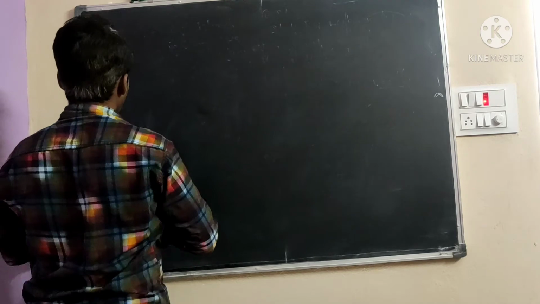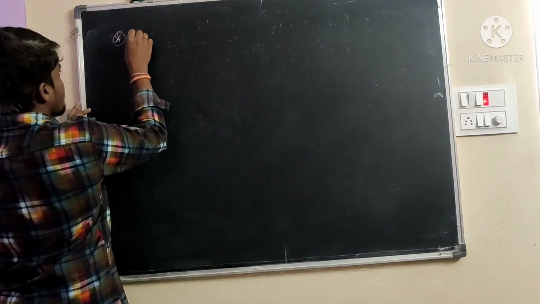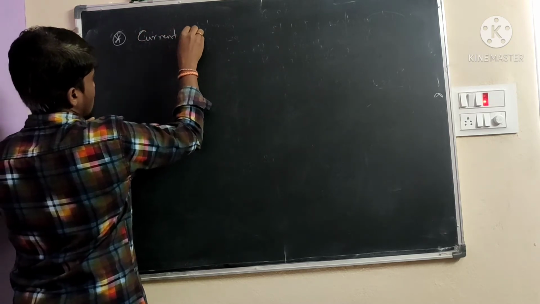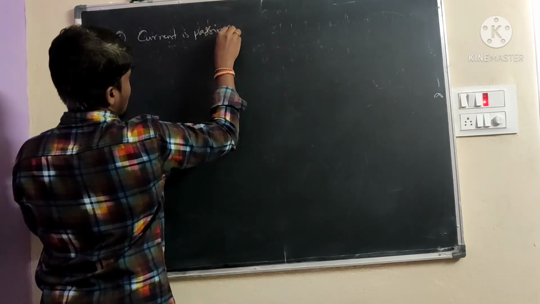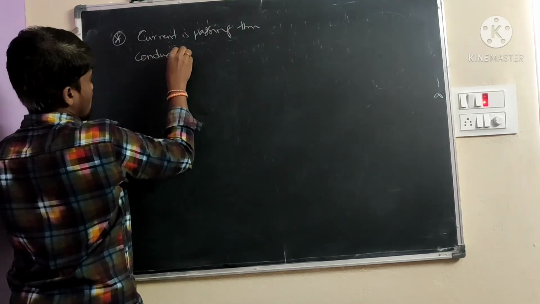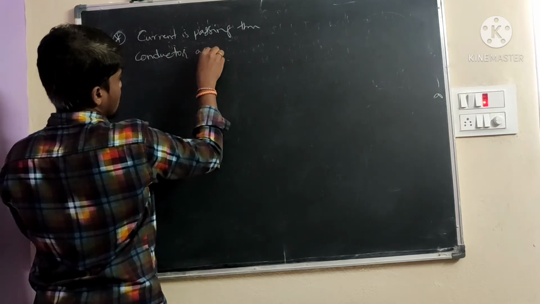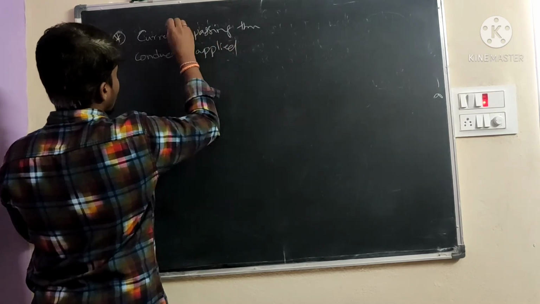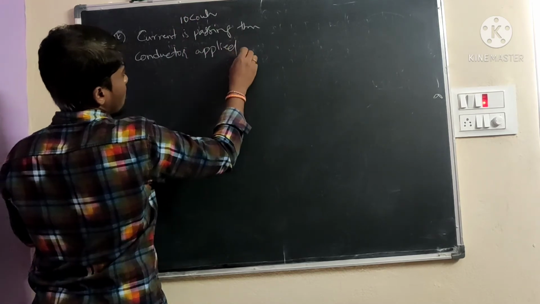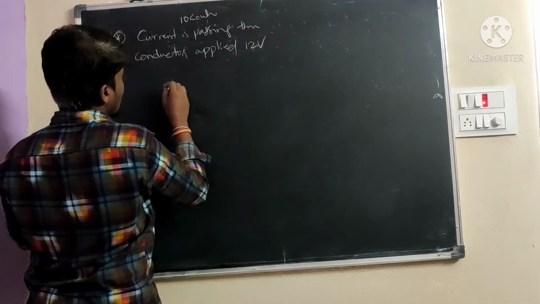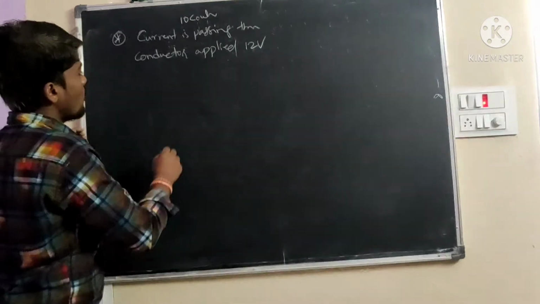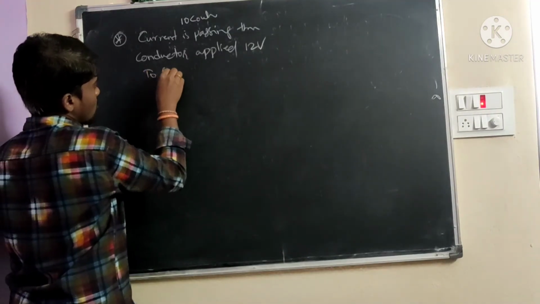The current is passing through the conductor. How much current is there? 10 coulombs. Applied potential is 12 volts. We will find the resistance. How much resistance?